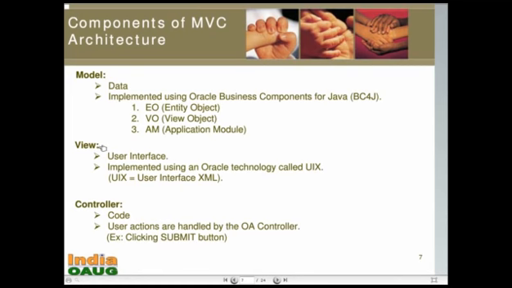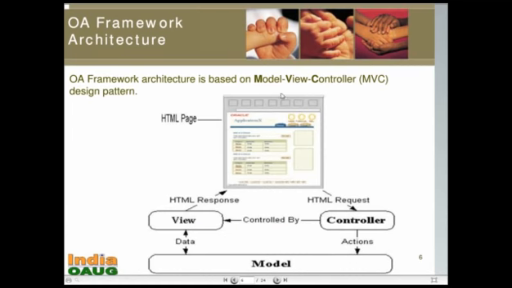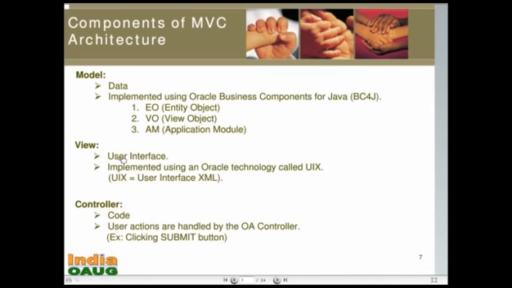Next, the view. View is nothing but a page. Inside the page we will design the text items, checkboxes, radio buttons. This is nothing but an interface, the user interface. It is implemented by using an Oracle technology called UIX, User Interface XML. In the view we go for completely designing. There is no logic or coding here. It is just the designing part.